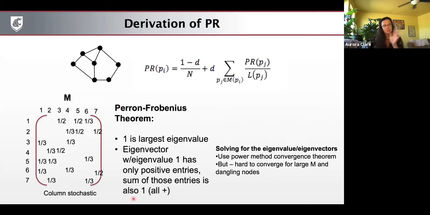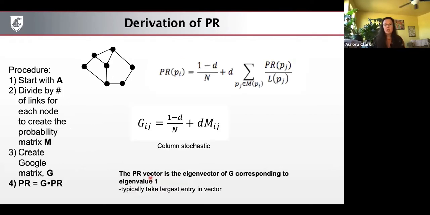Now, obviously the Perron-Frobenius theorem is true for any column stochastic matrix. And I kind of jumped ahead a little bit, because if you just wanted to solve the eigenvalues and eigenvectors of this probability matrix, you could use something like the power convergence theorem and things like this, but it's really hard to converge if you have large numbers of nodes, or if you have dangling nodes. And so this becomes a problem because a lot of systems, like the internet, have this characteristic.